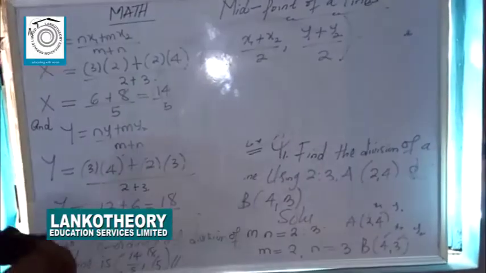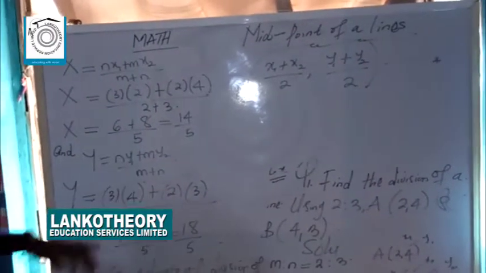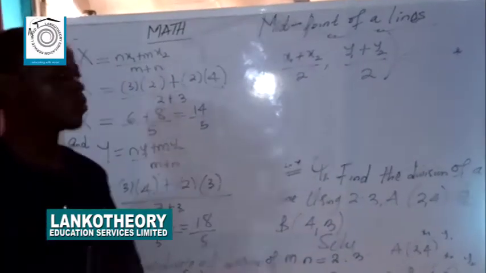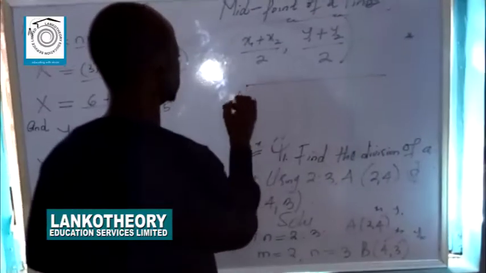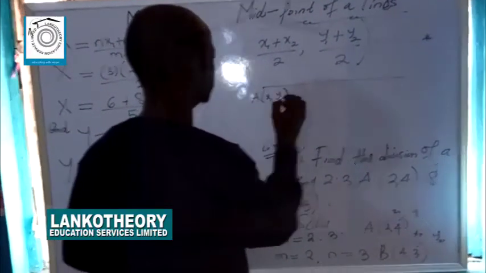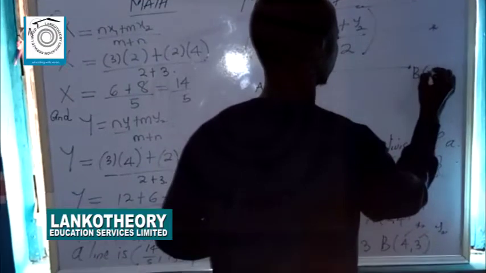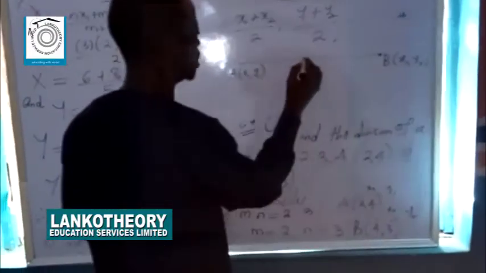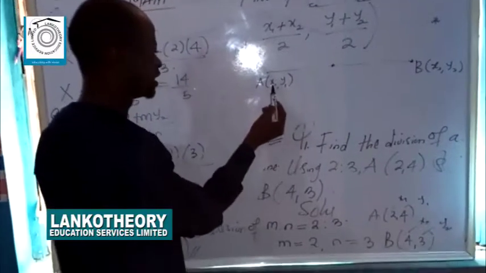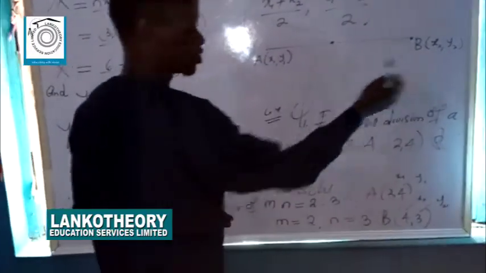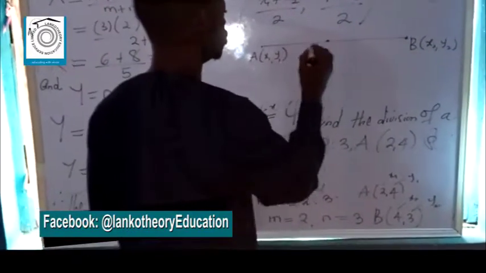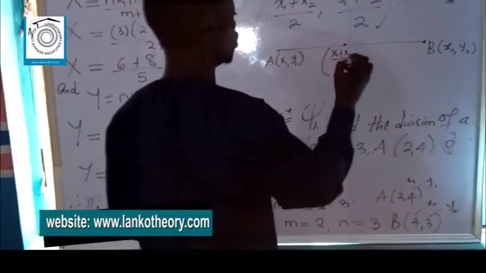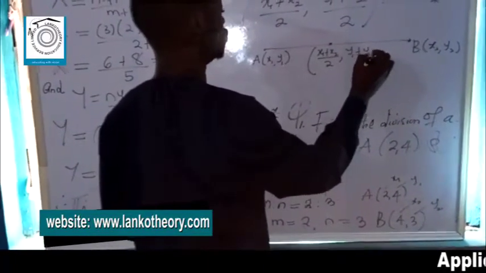So if you want to divide a line into two equal parts, the coordinate will be determined by using x1 plus x2 upon 2 and y1 plus y2 upon 2. By mere looking, without even proving, we observe that if this is point A, which is x1, y1, and this is another point B, which is x2, y2, and you are looking for the midpoint, this is the coordinate of x and this is the coordinate of y. To know the midpoint, we say x1 plus x2 upon 2, and the other one is y1 plus y2 upon 2. So the coordinate of this place is x1 plus x2 upon 2, comma, y1 plus y2 upon 2.